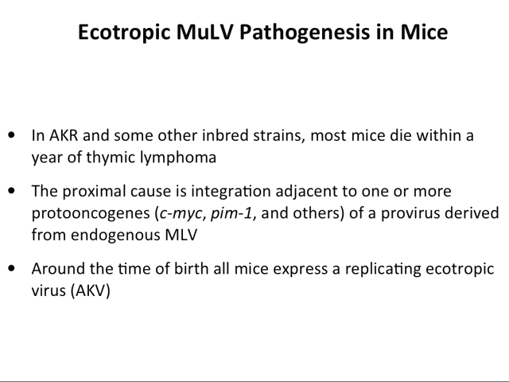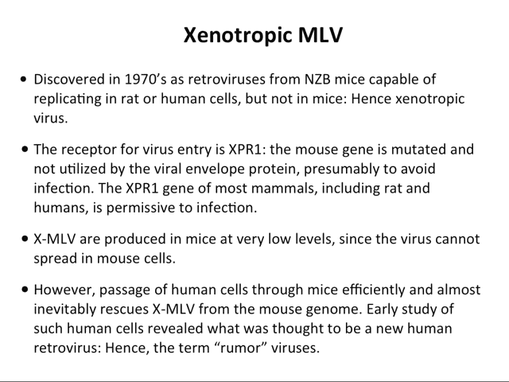So the pathogenesis of some of these ecotropic viruses in mice: in some mouse strains like AKR, a lab strain, the mice die within a year of thymic lymphoma, and that's because these viruses integrate next to a proto-oncogene. So when the mice are born, they are infected by an ecotropic virus, and then eventually they die within a year of thymic lymphoma induced by this virus, just to give you an idea of some of the pathogenesis of some of these viruses.